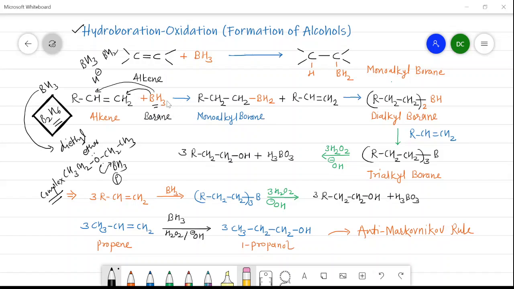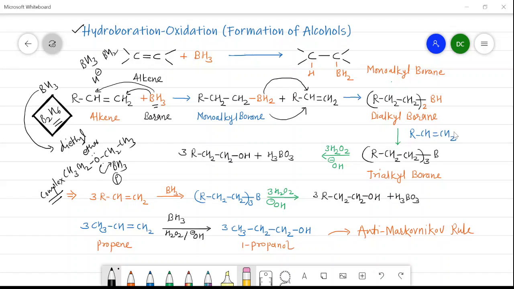So it is just the replacement of one hydrogen by an RCH2CH2 group. So here we get the monoalkyl borane. This monoalkyl borane again reacts with the second molecule of alkene to give dialkyl borane. One hydrogen from this will attach to this carbon, and the remaining part will attach to the boron, so that we get here dialkyl borane.